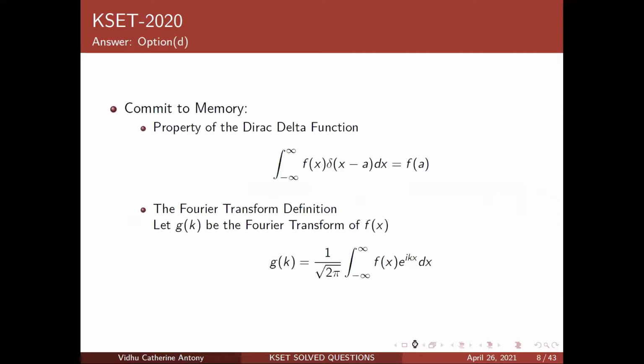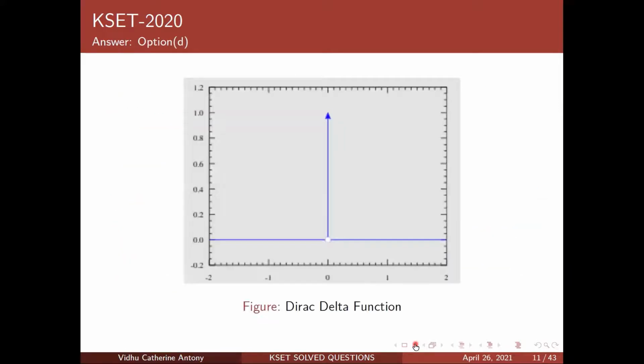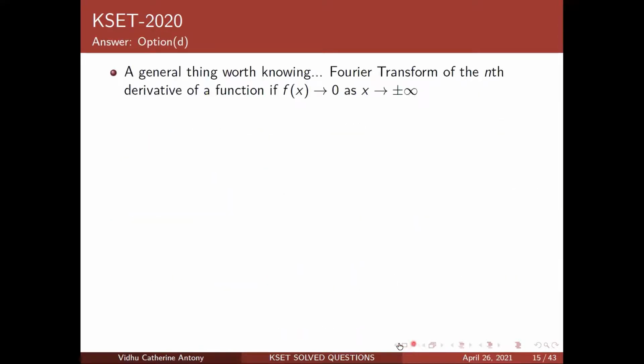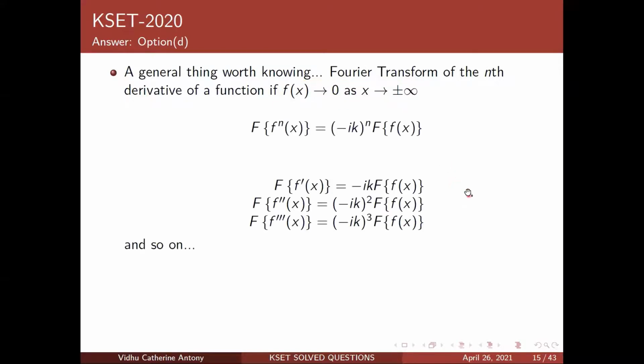Now, after this, I want to show you how to do the Fourier transform for the nth derivative. The property that I told you about, f of x tending to 0, applies here too. If you want to calculate the Fourier transform of f double prime of x, the second derivative of this function, you need to make sure that f prime of x tends to 0. So this rule even applies for each of the derivatives that come along.